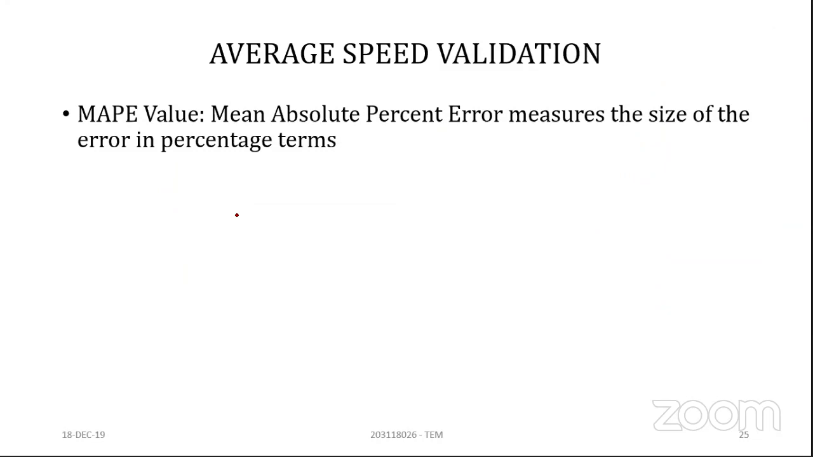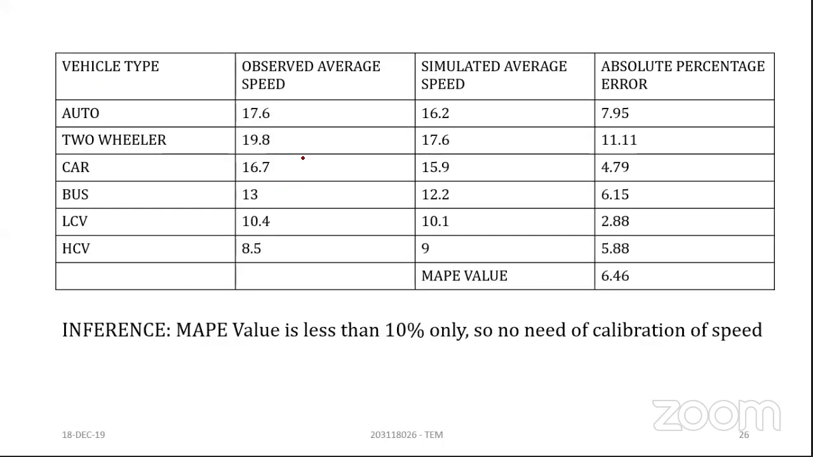Second, I can move to the speed. For the speed and the travel time, we are considering MAPE, mean absolute percentage error. If the percentage is less than 10%, then it is considered acceptable for your model, which closely fits the simulations with your field value. So this is an observed average speed and the simulated, and this is an absolute percentage error.